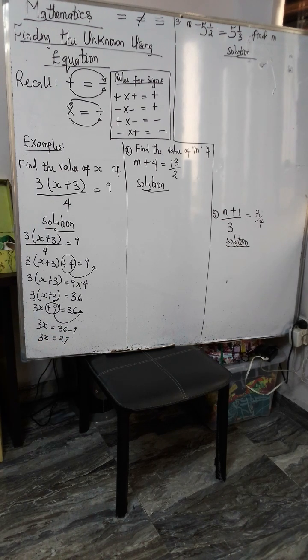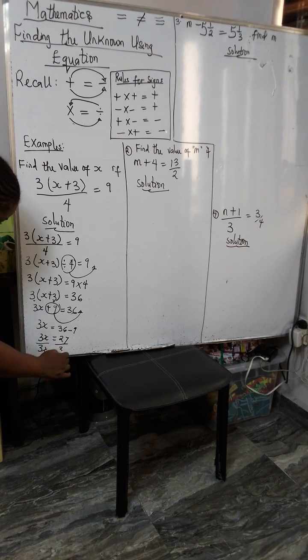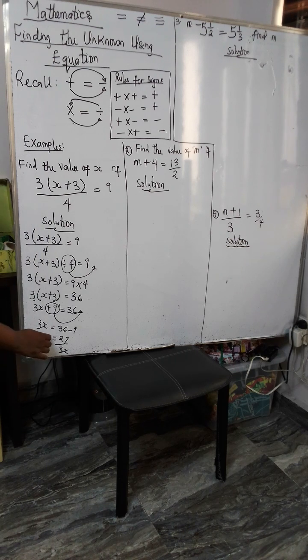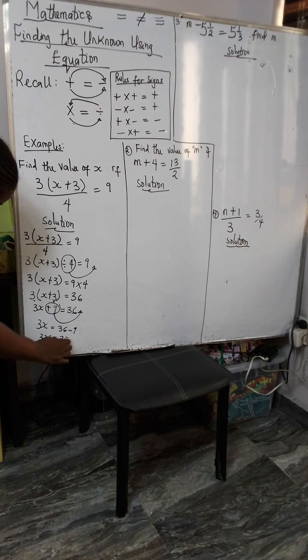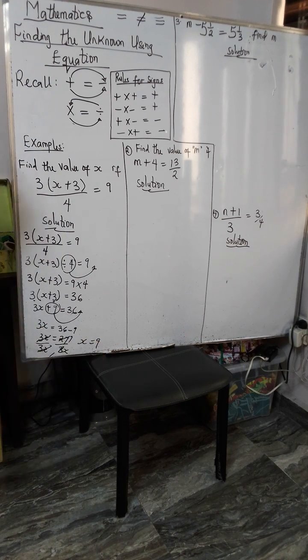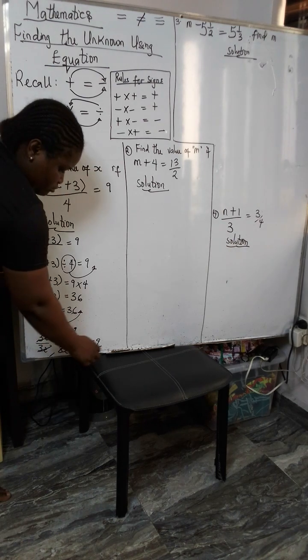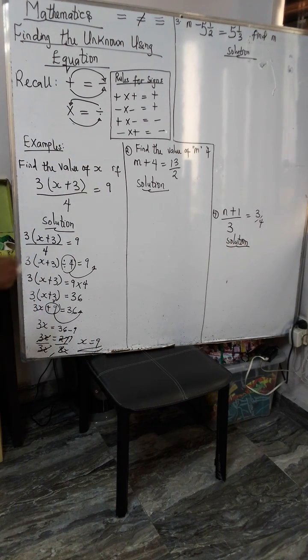Okay, 3 here is the coefficient of x. As we've gotten 3 as the coefficient of x, I'm going to divide everything by 3. So this is now 3x over 3 equals 27 over 3. This will cancel, this is gone. 3 will go into itself once, and 3 will go into 27 nine times. So the value of x here is 9. I've gotten the value of x to be 9.